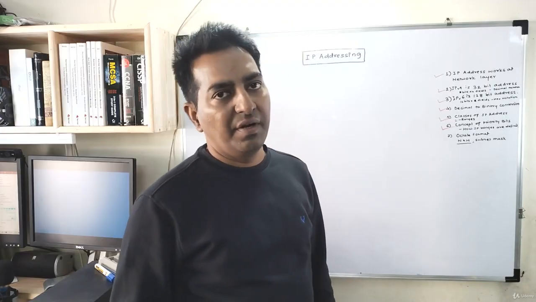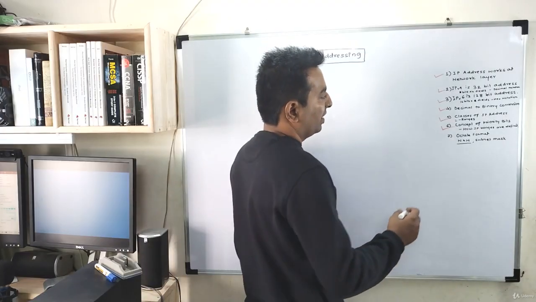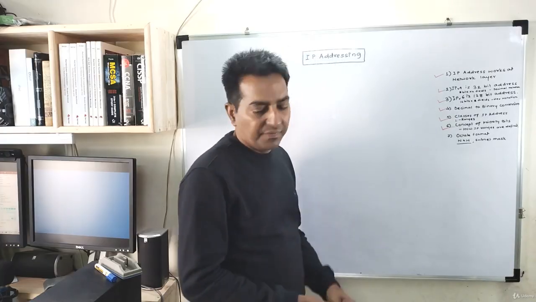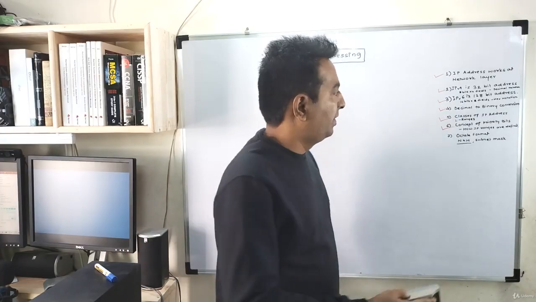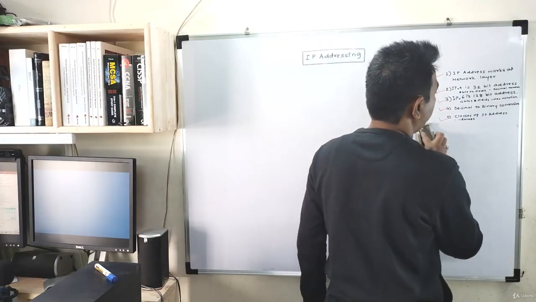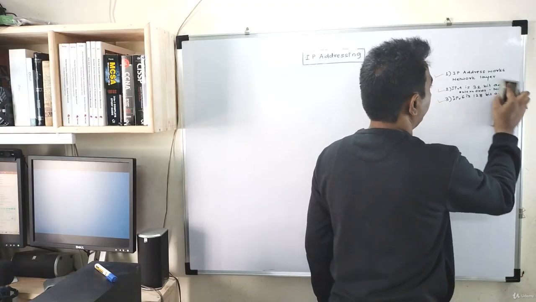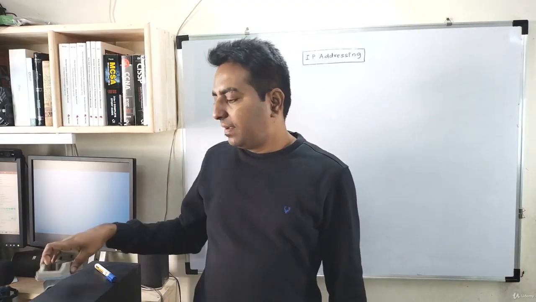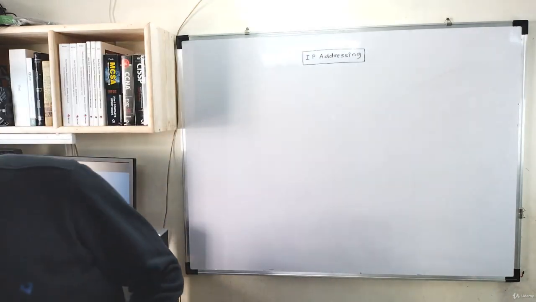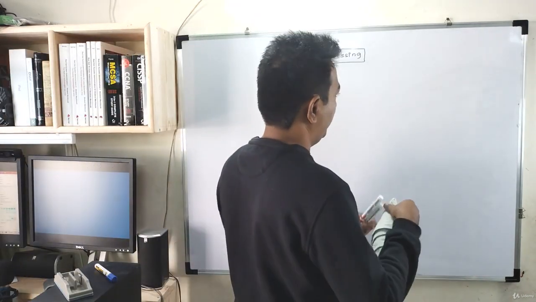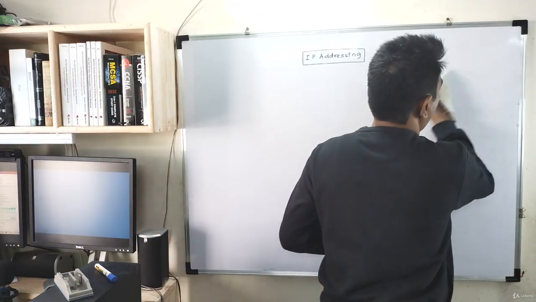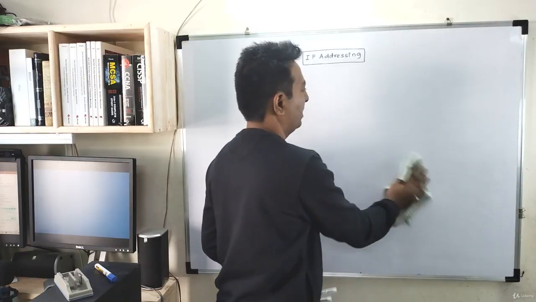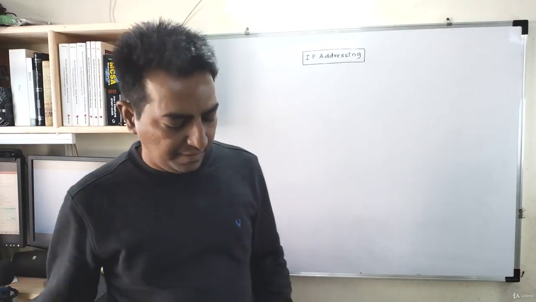Now let us try to understand how these class ranges are defined. Okay, so let me now wipe out this section. So let us put the range of IP addresses there. Let me clean it properly so that you can see it better.